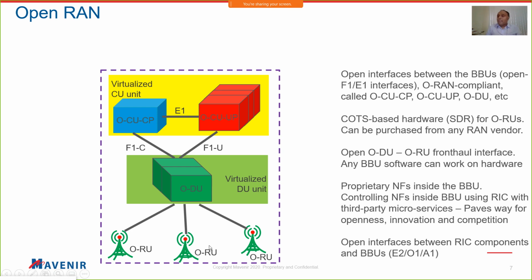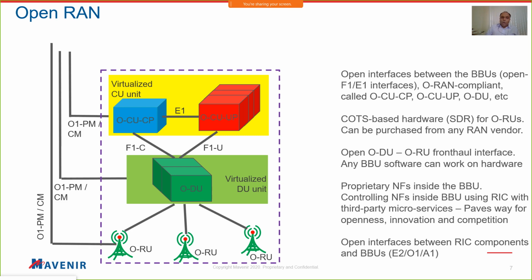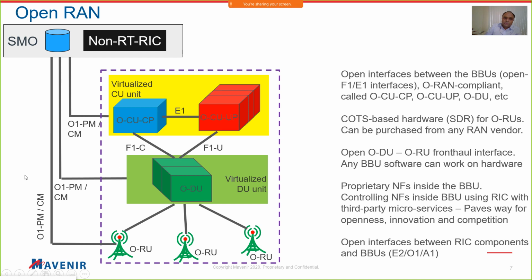What about the network functions? The network functions are proprietary. So if the network functions are proprietary, how can you optimize the network functions of the RAN? ORAN supports new interfaces, one of them is called the O1 interface. The baseband unit is connected to the service management and orchestration framework through this O1 interface. The SMO hosts a component called the non-real-time RIC that has microservices to optimize RAN functions in the underlying RAN at non-real-time granularities.